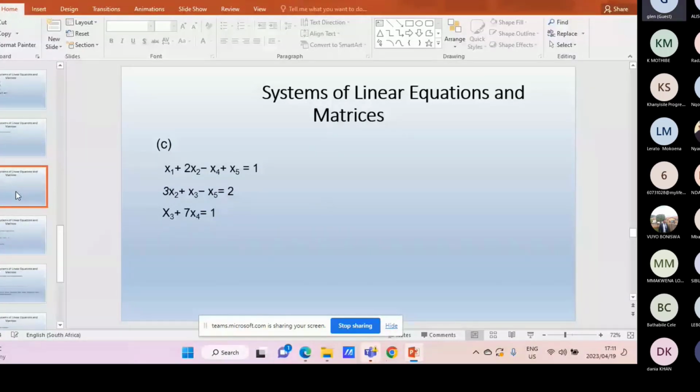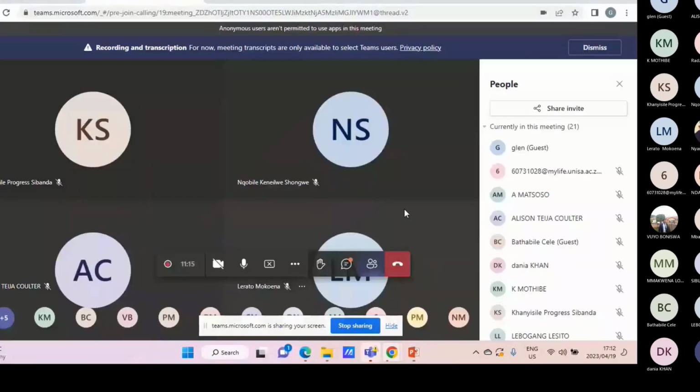Okay. Now, as part of testing your understanding of solving systems of linear equations, can I request you to solve this system? Anyone who has got a challenge or who doesn't understand anything that I've spoken about since the beginning on Monday up to so far?